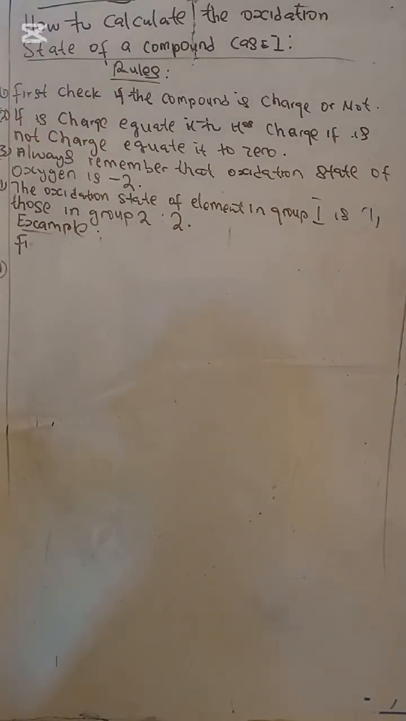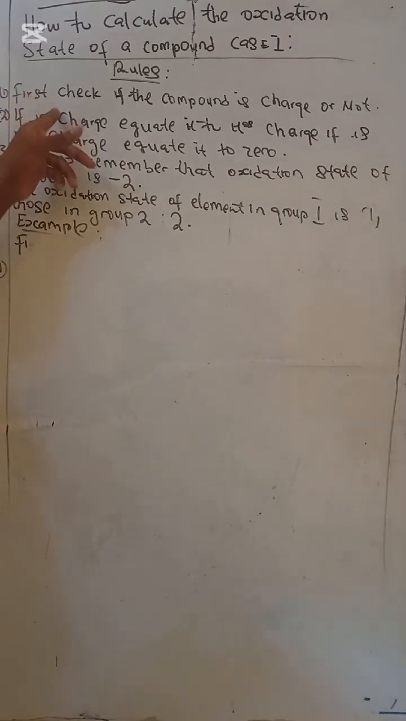Alright, now let's continue. How to calculate the oxidation state of a compound, case 1. Calculating the oxidation state of a compound is very simple. These are the rules that you are meant to take note of. This is the case 1 aspect of it. The first rule says: first check if the compound is charged or not.